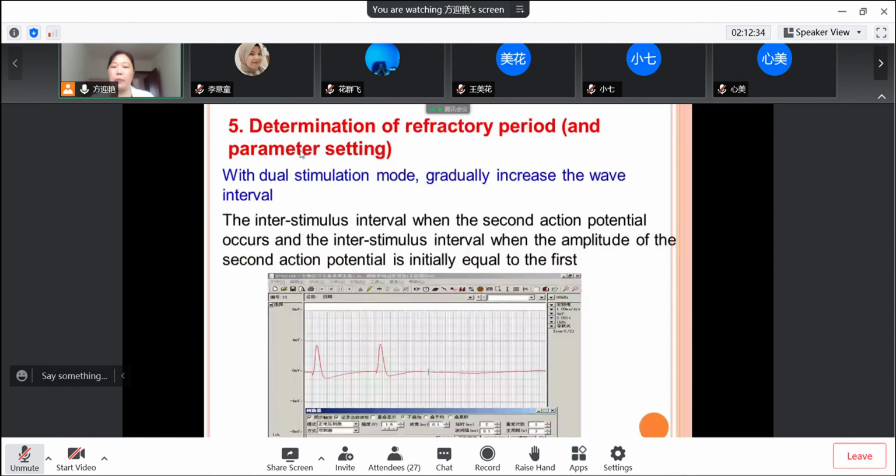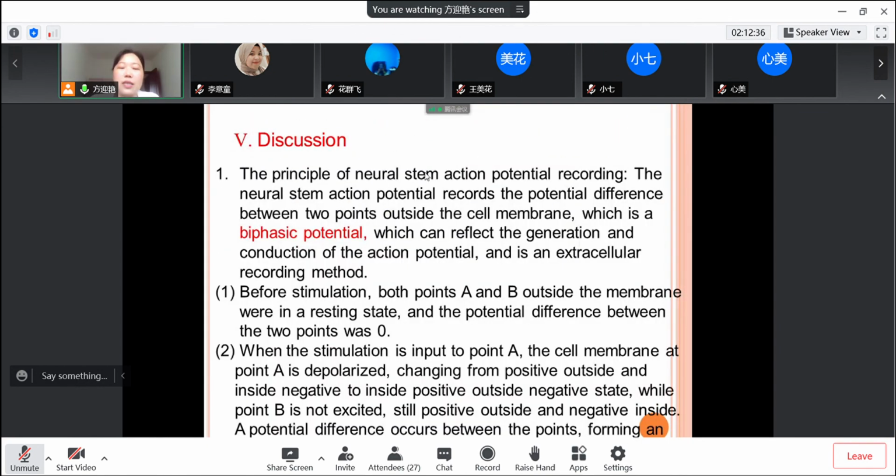So here, the principle of nerve trunk action potential recording: this recording is the difference between two points outside the cell membrane, not between outside and inside the cell membrane. We call this the biphasic potential, which can reflect the generation and the conduction of the action potential. It is the extracellular recording method.